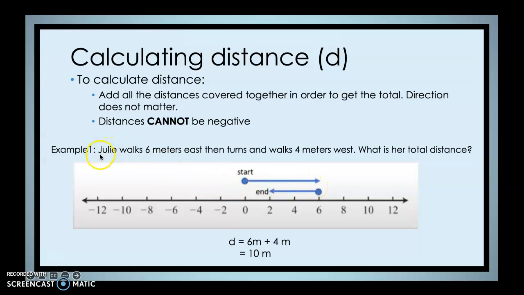So in my example here, I have Julie walks 6 meters east, then turns and walks 4 meters west. What was her total distance? Well, she walked 6 to the east, so that's 6 meters, and then turned around and walked another 4. So that's a total of 10 meters for her distance, as far as she walked. So again, we're just adding those together. I don't care about the fact that this was east and this was west.